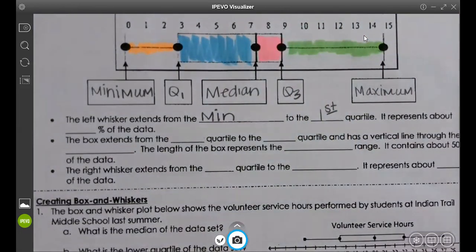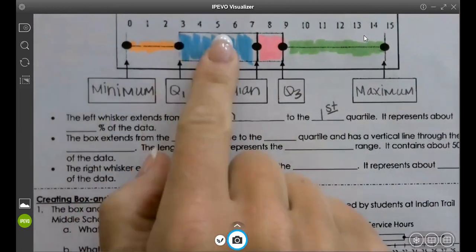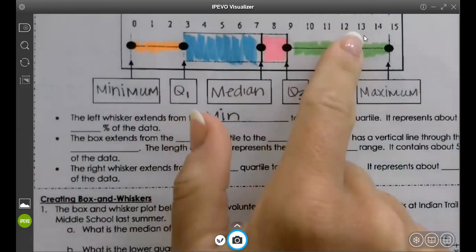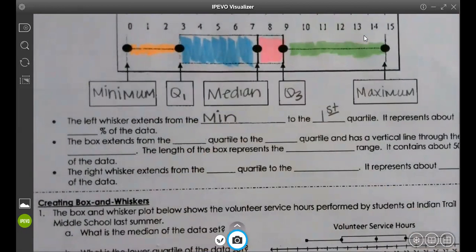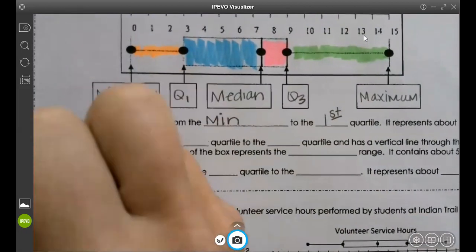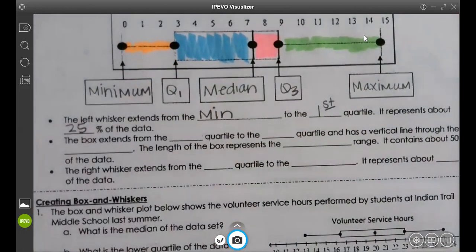All contain about 25% of data. So 25, 25, 25, 25. 4 quarters makes $1. Everybody got it? 100%. So that would be all of your data is represented. All right. So it represents about 25. So each color is 25% of your data.